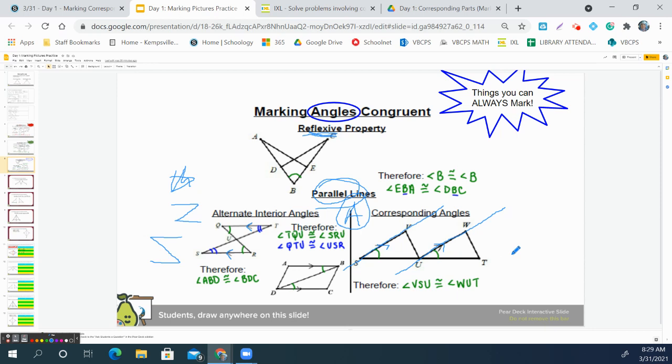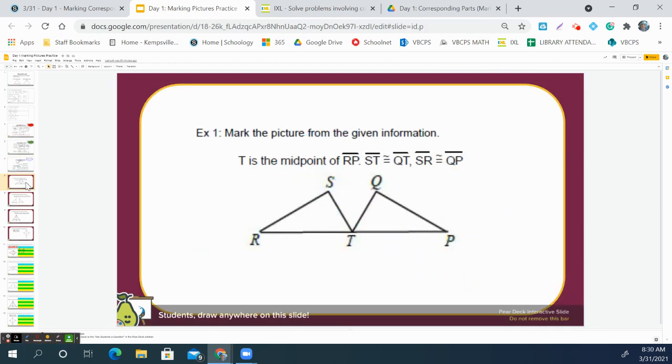Okay. All right, let's look at some examples. I'm kind of trying to keep track of time.